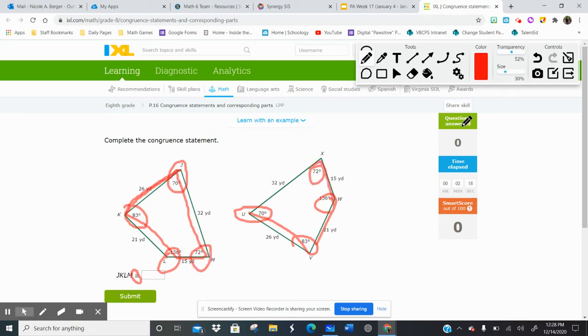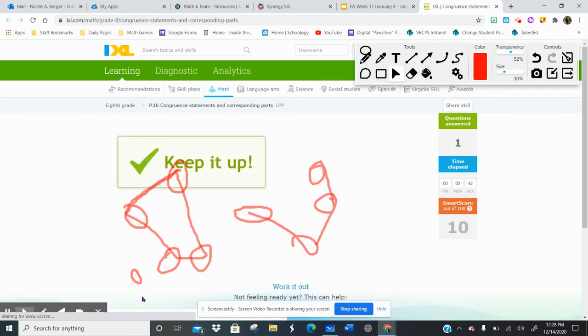So when I'm writing it, I have to travel towards the same angles, right? So JKLM, that's 70, 83, 163, 72, I have to follow that same path. So I put U, because that's 70, V, 83, W, 136, and then X. And then that's how I identified the congruent parts.